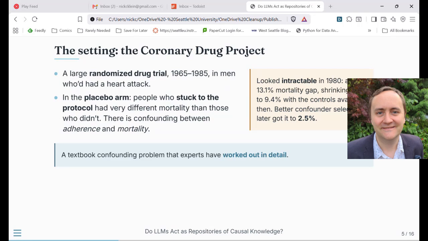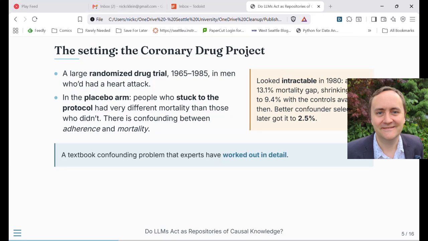In 1980, when they first found this problem and analyzed it, they thought it was intractable. They could not solve the problem. There was a 13.1% gap in mortality between people who took the sugar pill and people who didn't. When they controlled for the things they had available at the time, it only shrank to 9.4% of a gap. They thought you can't really control for this. This study is unsalvageable. There have been a number of other studies on this project since then, improving the selection of confounders, and doing so has shrunk the problem a whole lot down to 2.5% to where they think that they can actually solve this problem, or rather the experts can solve this problem by picking out the appropriate confounders.